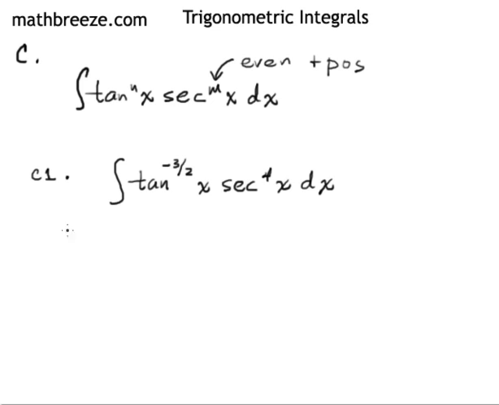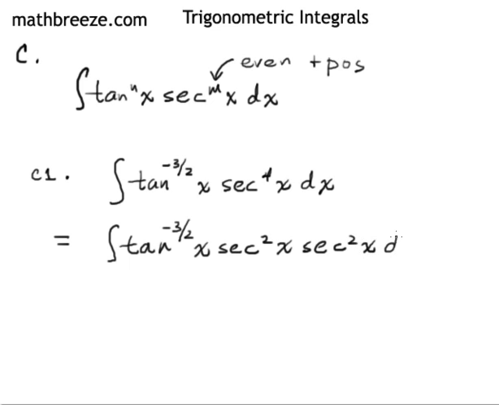Alright, so what we're going to do here is take off secant squared x. We're going to split this up and put a secant squared x next to the dx. It's like what we saw with our other integrals. We want a derivative of a trig function next to the dx. Secant squared is the derivative of tangent, so we want the rest of the integral to be expressed in terms of tangent.